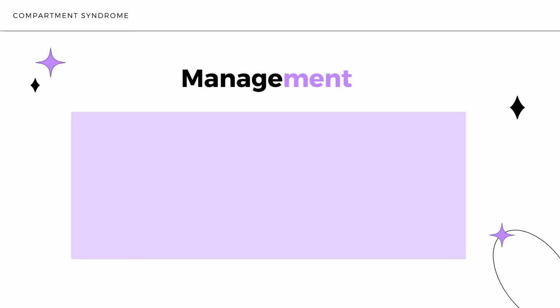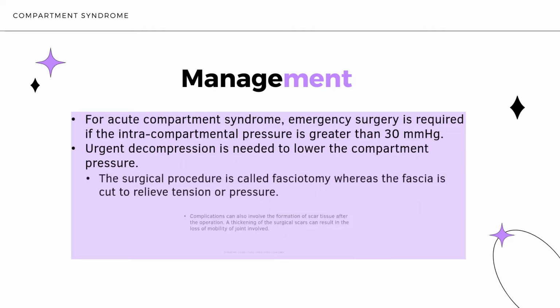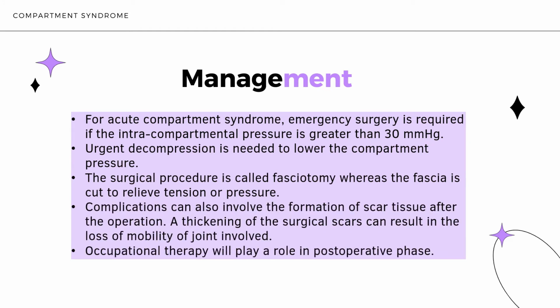Next is the management. Right, so for acute compartment syndrome, emergency surgery is required when the pressure is greater than 30 mmHg. Hence, an urgent decompression is needed to lower the pressure, and usually occupational therapy will play a role in the post-operative phase.